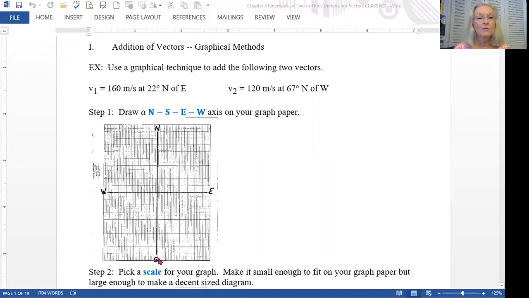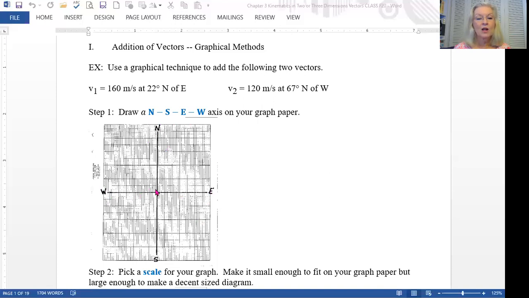draw a line down the middle and label it the north-south axis, and then draw a line all the way across using your ruler and label it the east-west axis. So we want to put our north, south, east, west coordinate system on the graph paper. And then we have to pick a scale.